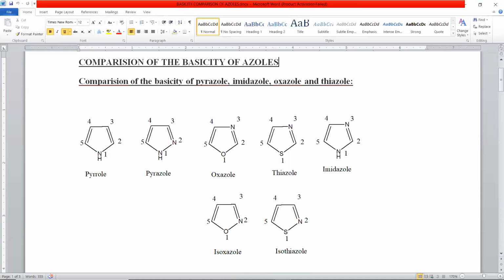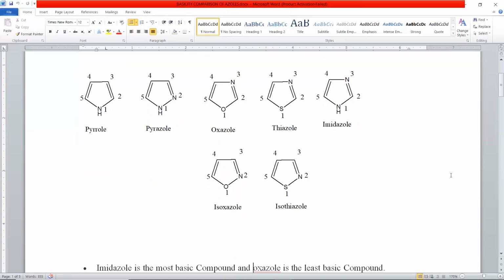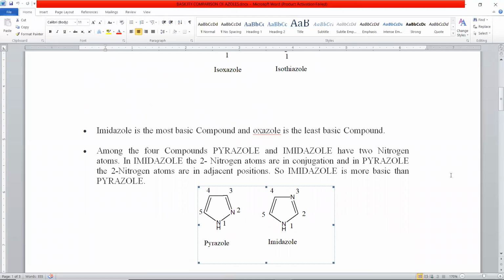Next, this is isoxazole. It contains oxygen in position 1 and nitrogen in position 2, and this is isothiazole containing sulfur in position 1 and nitrogen in position 2. So coming to the comparison of the basicities of these compounds, pyrazole, imidazole, oxazole, and thiazole: imidazole is the most basic compound and oxazole is the least basic compound. Among these four compounds, imidazole is most basic and oxazole is least basic.